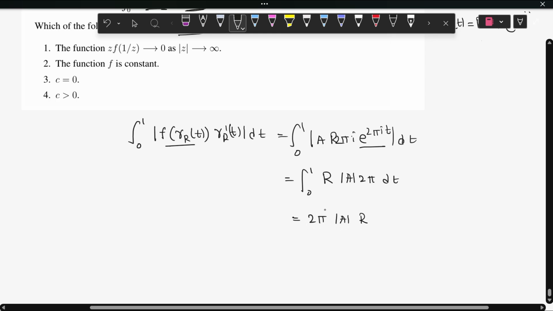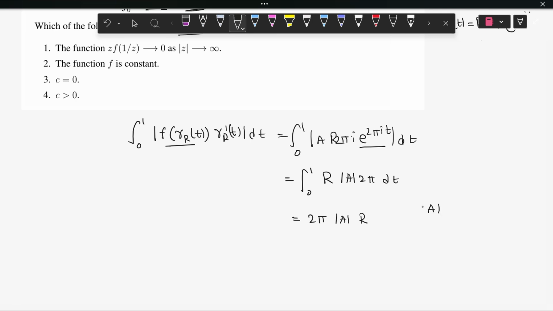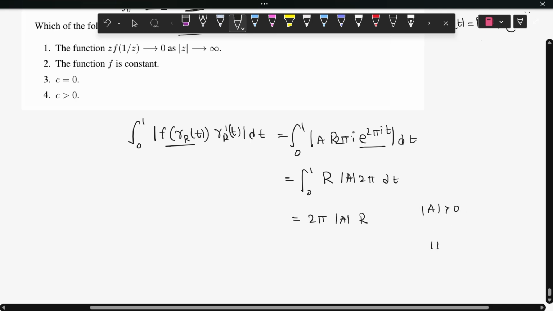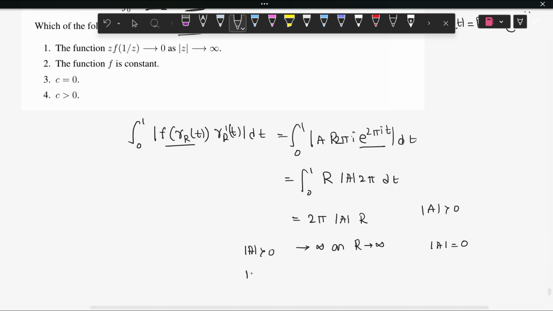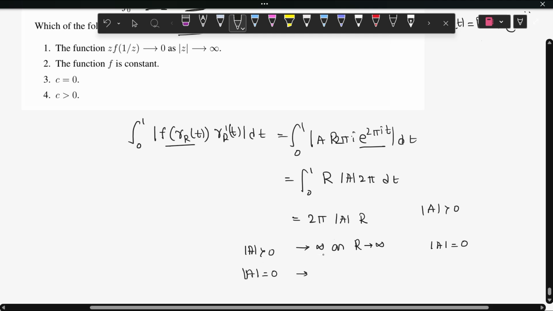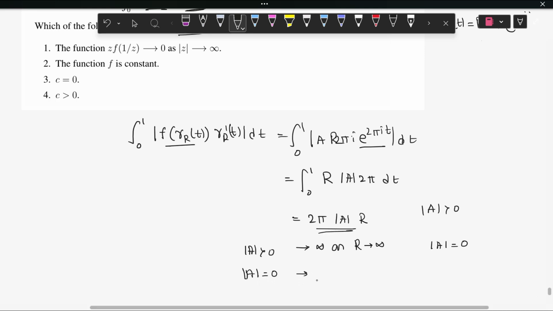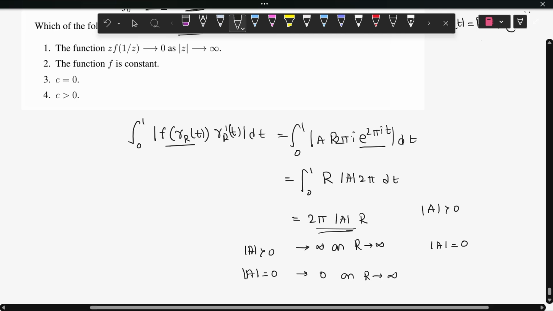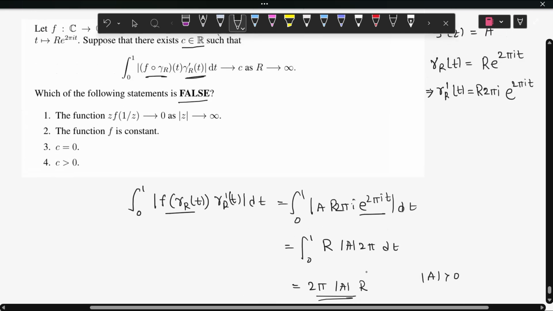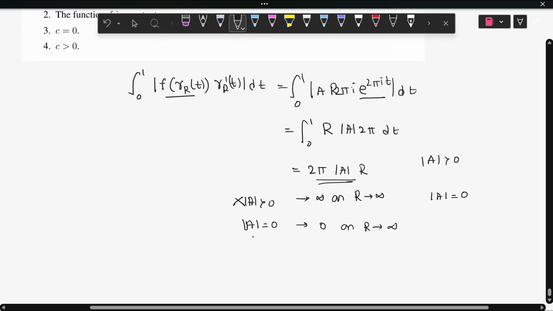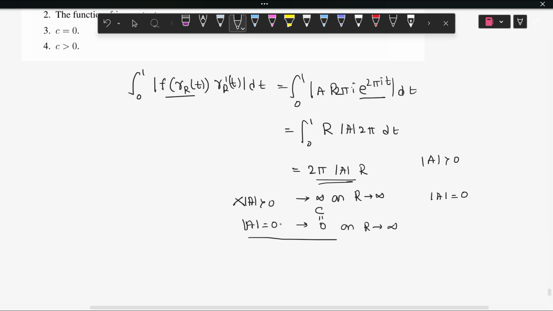Now there are a few cases. Case 1, I can say that mod a is greater than 0, and in case 2, I can say that mod a is equal to 0. Now if mod a is greater than 0, then this integral tends to infinity as r tends to infinity, ठीक है ना। And if mod a is equal to 0, then this integral vanishes, this becomes identically 0, that tends to 0 as r tends to infinity, ठीक है ना। Now note that they are saying this tends to c where c is a real number, so mod a cannot be greater than 0, so mod a has to be equal to 0. So mod a अगर 0 होगा, that tends to 0 which is equal to c, right? So the value of c is 0.